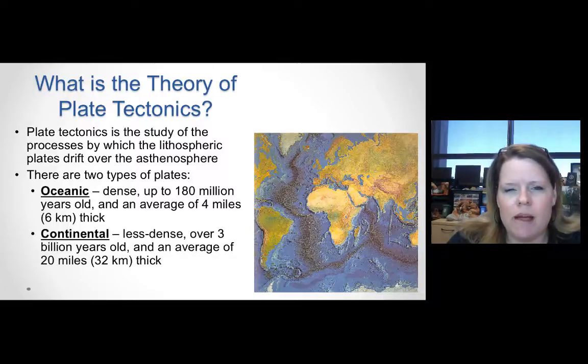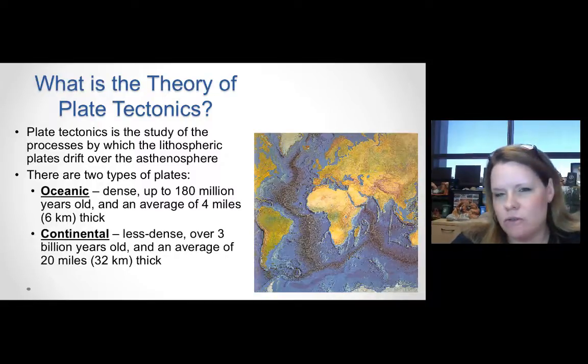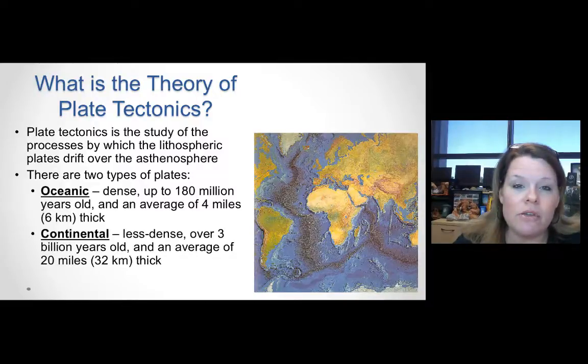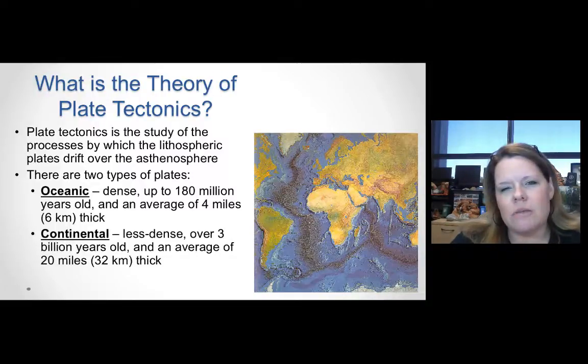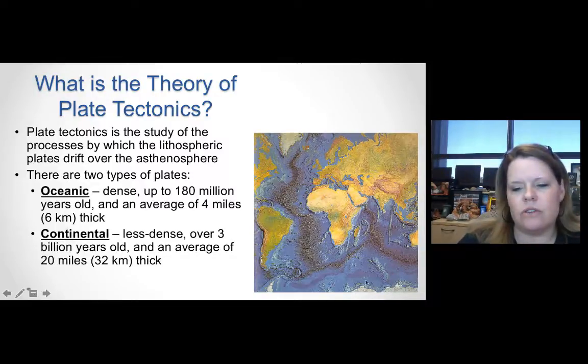It's made out of primarily granite-based rocks, and you might go, well, that's rock solid, and it is. It's over 3 billion years old, and it's an average of 20 miles thick. It's going to be thickest under mountain ranges like the Himalayas or the Rockies or the Swiss Alps. And it's going to be thinnest right along the edges of a continent right in here.